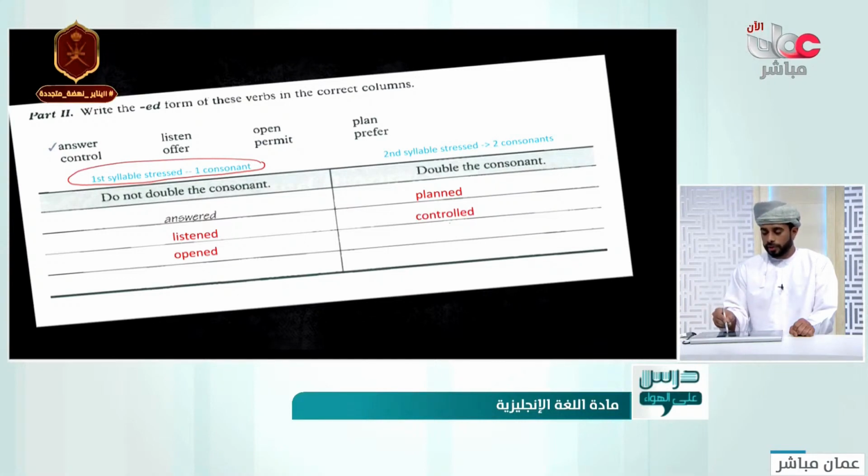So we double the L, and in here we double the N. And the word offer. The stress is in the first syllable, so we don't double the R. And permitted. Good. So we double the D. And prefer. The stress is in the second syllable, so we double the R in here.